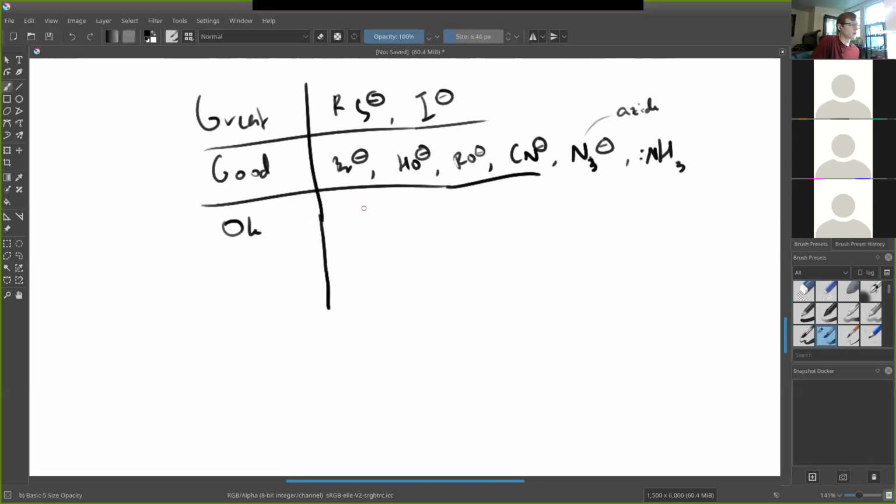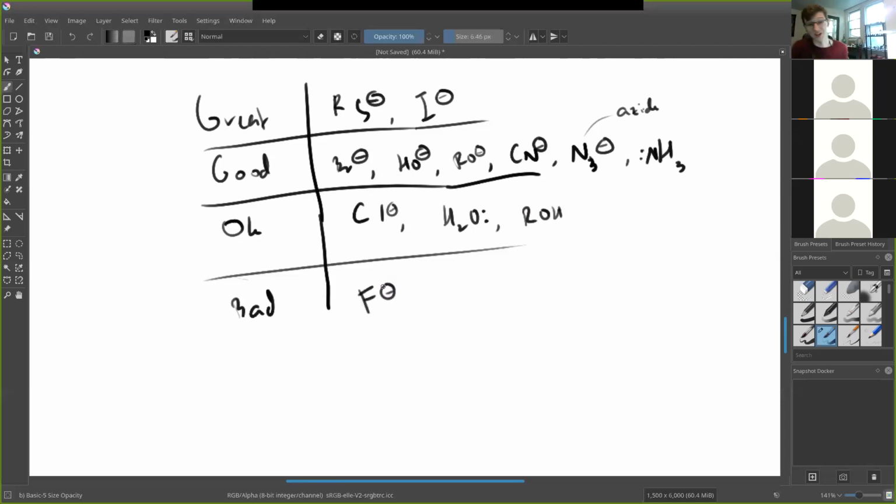Okay, so okay is chlorine. It's all right. It's not that good. I think water is one that's okay. Or in general, some alcohols, right? And then pretty bad, but we still write them because I guess they're relevant. Fluorine sucks. In general, fluorine's really bad at reacting with things.